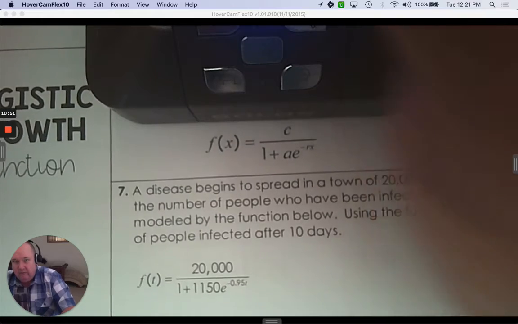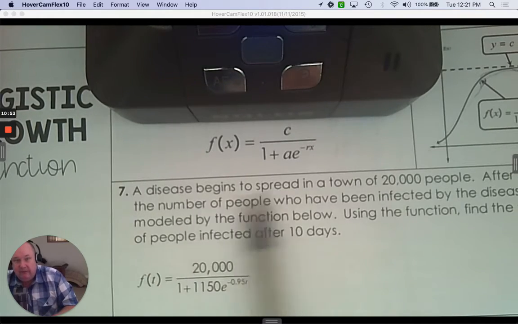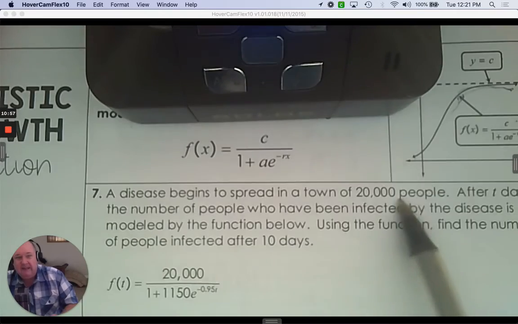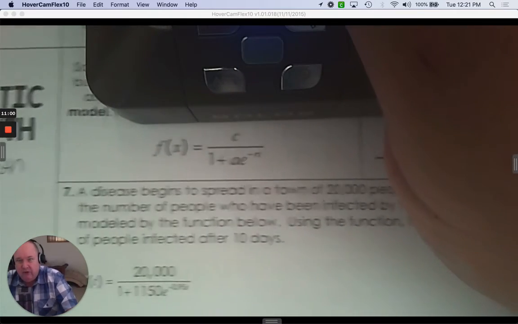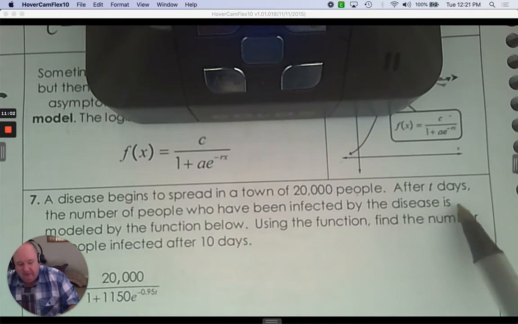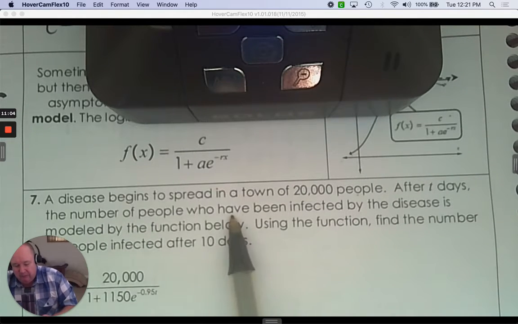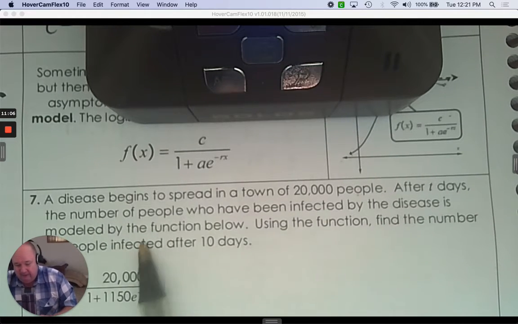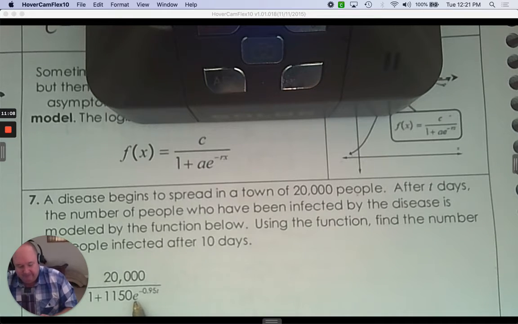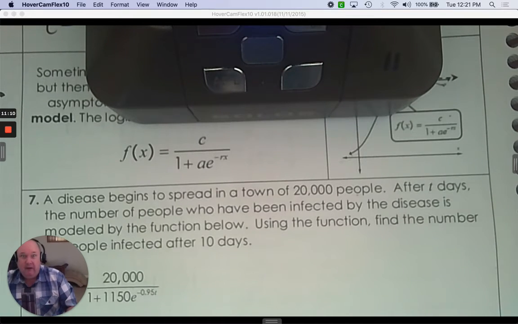So a disease begins to spread. Oh boy. Of a town of 20,000 people. This is too real. So after T days, the number of people who have been infected by it is modeled by the function below.